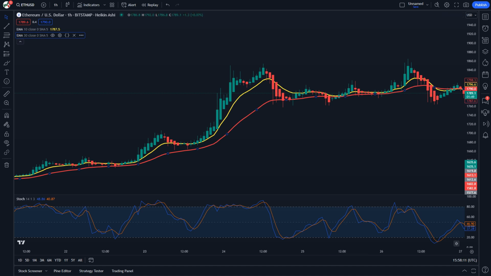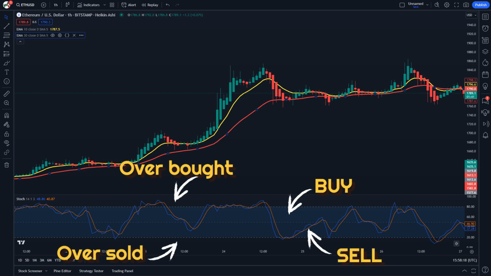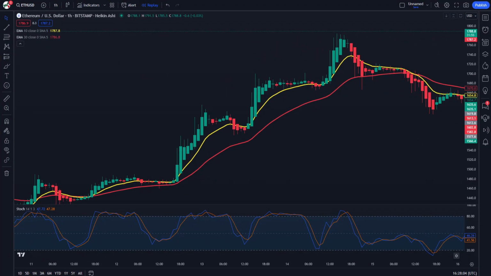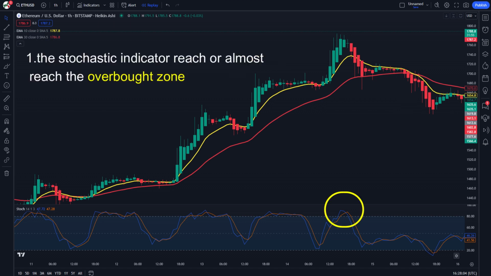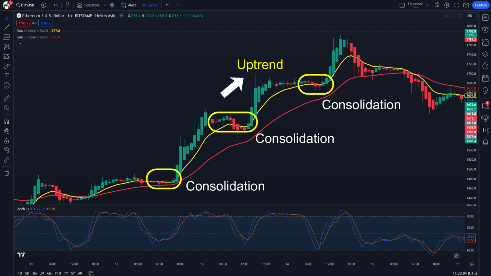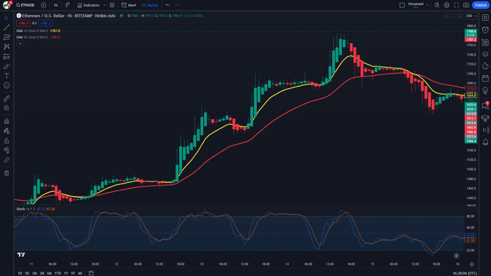For the stochastic indicator you need to clearly understand 4 zones: buy, overbought, sell and oversold. And here is the average line. Let's see how this indicator works. As you can see on the indicator, there are some conditions for a change from uptrend to downtrend. First, the stochastic indicator reaches or almost reaches the overbought zone. Second, the blue and red lines cross each other. Sometimes they cross each other but not in the overbought zone. That means the uptrend is still continuing, and there is only a small consolidation to confirm upward movement.